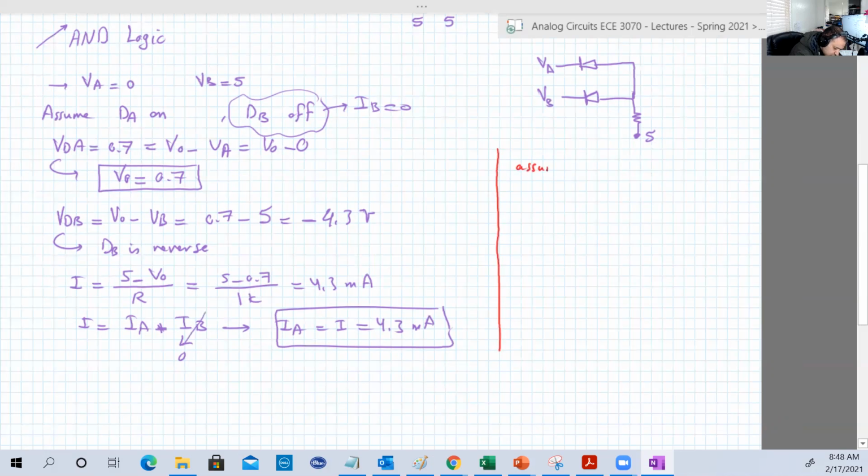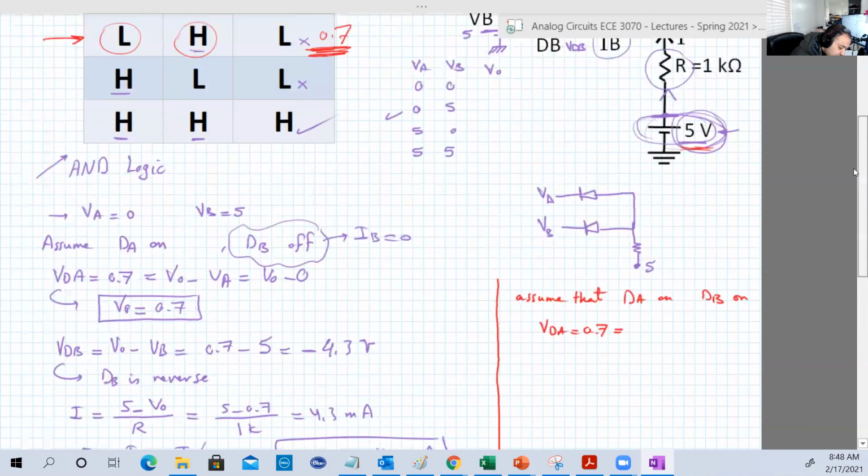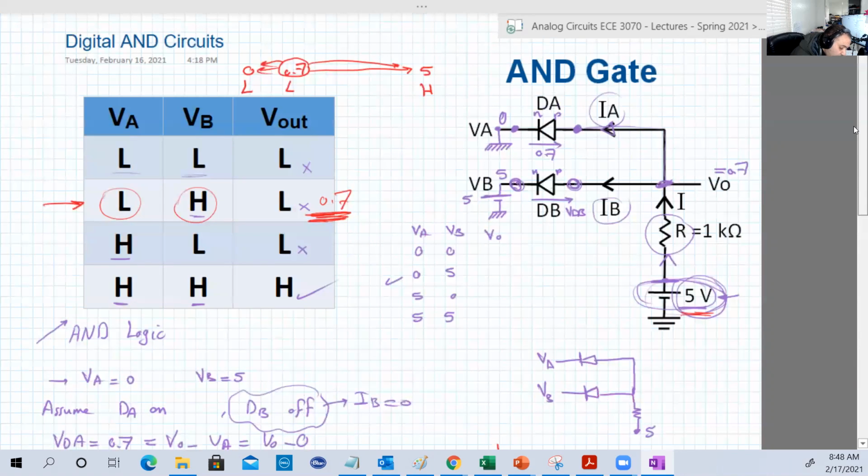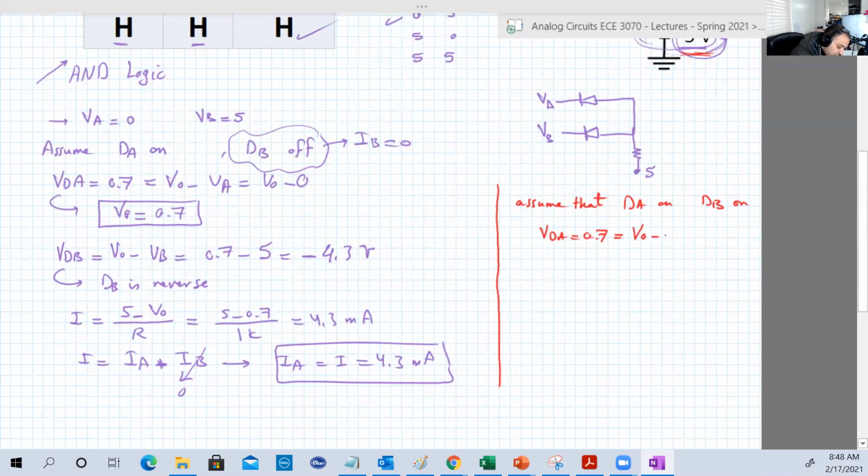So on a side here, assume that dA is on and dB is on as well. Although that's wrong, let's assume that. If dA is on, then VDA equals 0.7, which is VO minus VA. VO is unknown. VA is known, which is the input, and here VA is 0. So from that, VO is equal to 0.7.